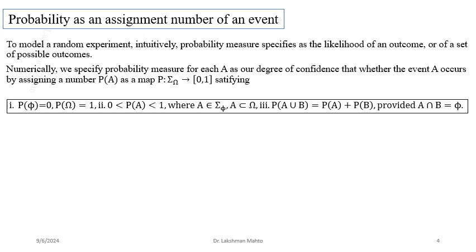So numerically we specify a probability measure for each event A as a degree of confidence whether that event A occurs or not, by assigning a number P of A. We call it a map from sigma of omega to the closed interval 0,1.